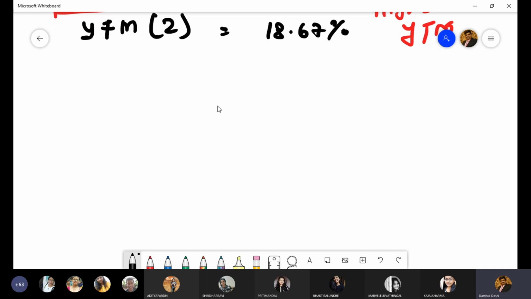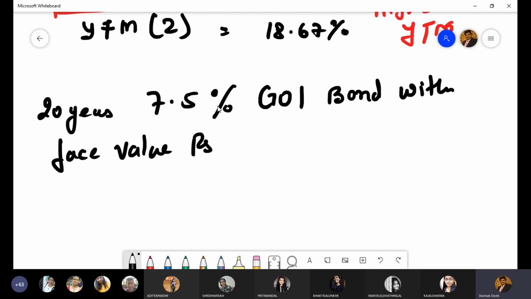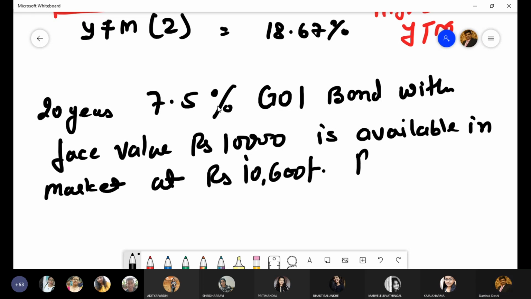Write down next question. A 20 years, 7.5% GOI bond with face value rupees 10,000 is available in market at rupees 10,600. Find YTM.